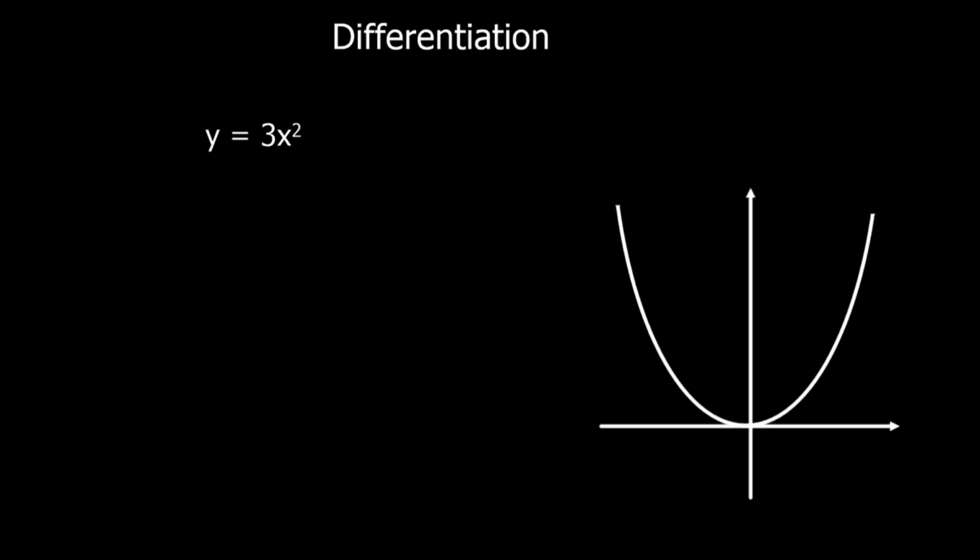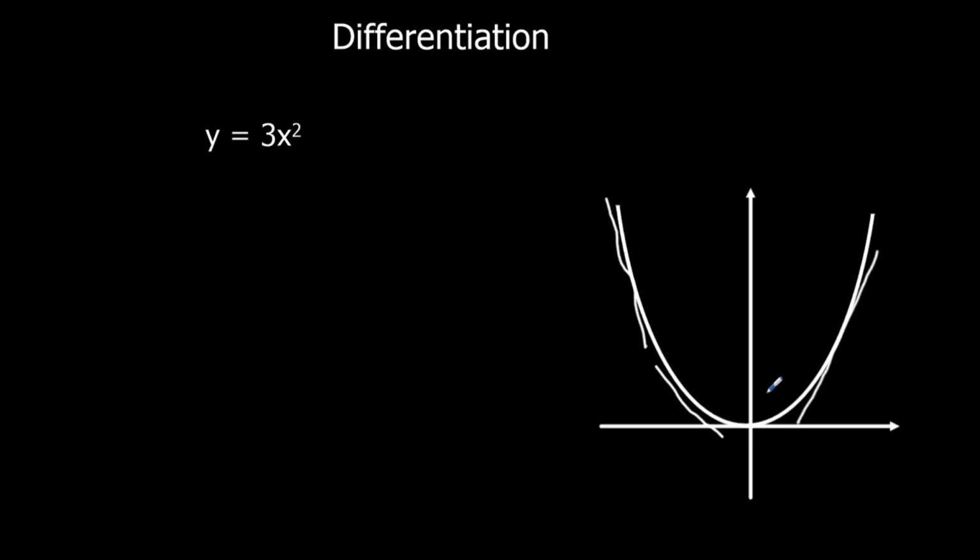Okay, this video is about differentiation. Differentiation is the process that we use to find the gradient of a point on the curve. So here I've got a curve y equals 3x squared. If you draw a tangent at different points along the curve, the gradient is different. So the gradient changes at different points of the curve.